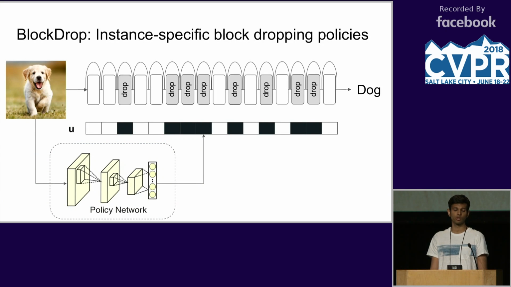For this, we propose BlockDrop, a reinforcement learning-based system that dynamically decides which blocks to drop, given a particular image. It has a policy network that predicts a binary vector U to decide which blocks to drop all at once. So in this binary vector, a 1 means keep the block and a 0 means drop it.